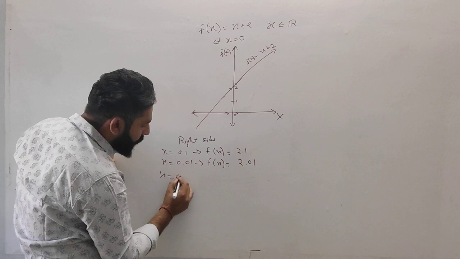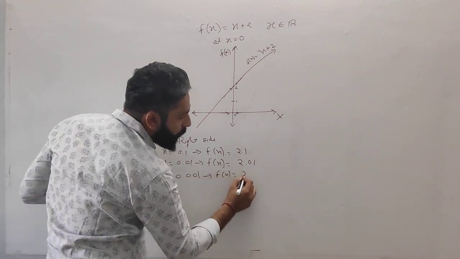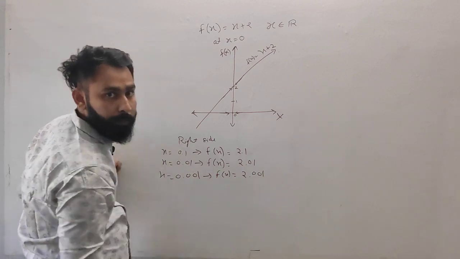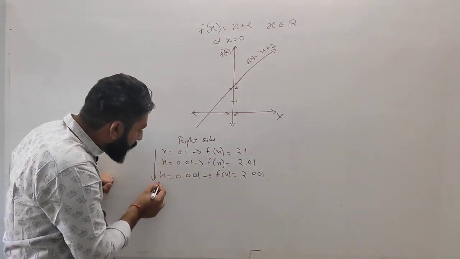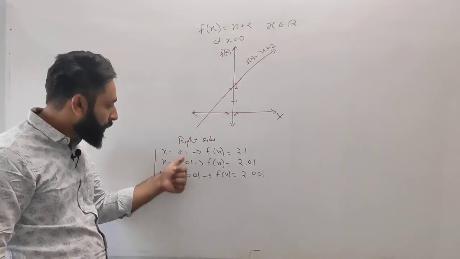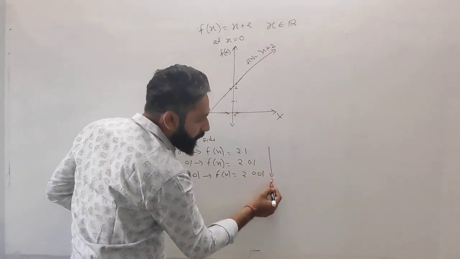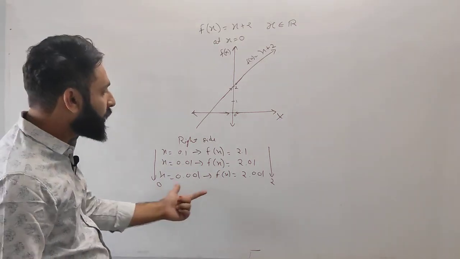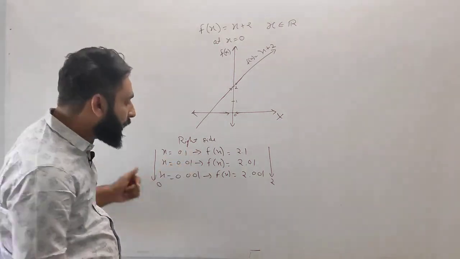When we put x is equal to 0.01, f of x is equal to 2.001. So we clearly see that when x approaches 0, the function value also approaches 2. This is called a limit, and we calculated it from the right side, so we get the right hand limit.